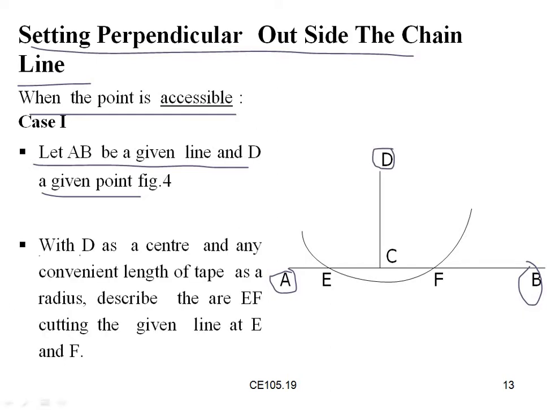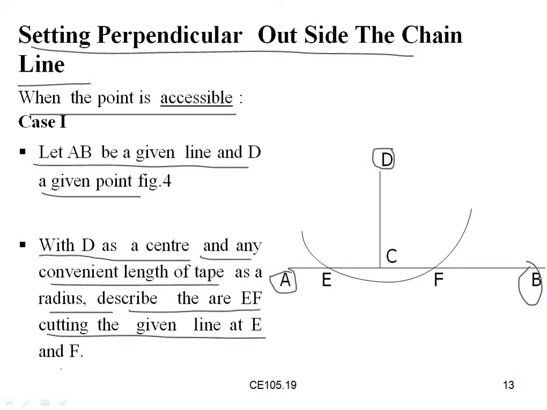The next, with D as center and any convenient length of tape as radius, describe the arc EF cutting the given line at E and F. So here, taking the radius, that is with D as center, any convenient length of tape, you have to take some other length. With that length, by keeping the tape, we have to cut the arc on the line AB, a semicircular arc. Wherever the cutting portion happens, that point is called E and the other point is called F. Okay.